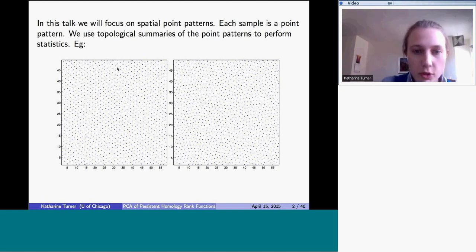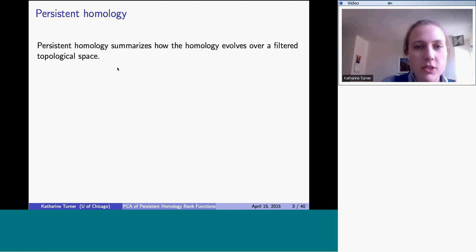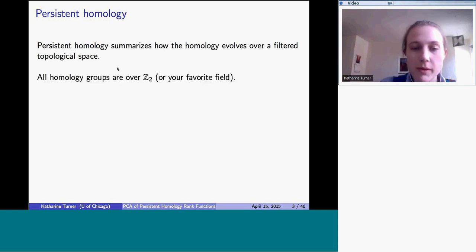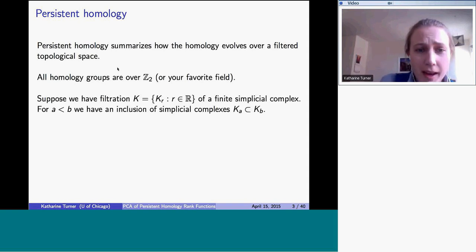What sort of distributions of points in the persistence diagram are, but using a different way of capturing this topological summary. So, homology, I'm going to assume for the large part that everyone here has heard of this, and this is just a reminder. The idea is we're summarizing how the homology evolves over some filtered topological space. All homology groups will be calculated over Z2.